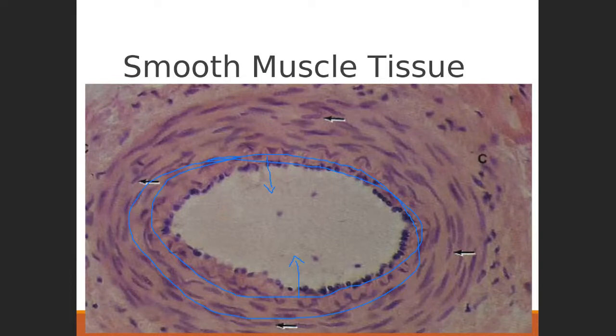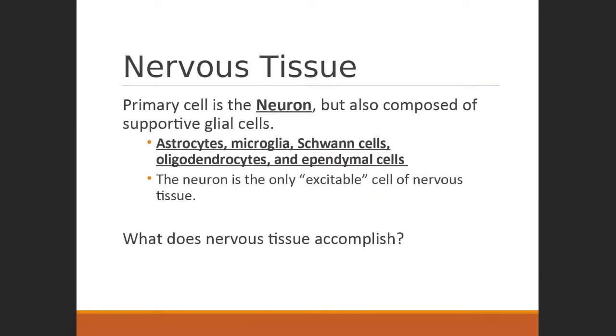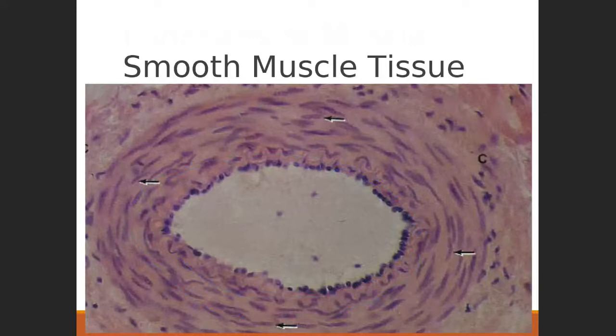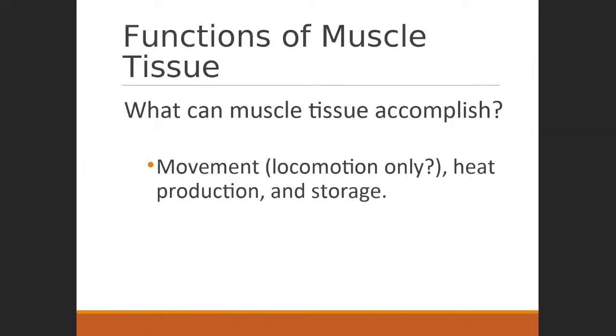This will be the type that we talk about structurally the least. As far as functions, that's going to depend greatly on where we find the tissue. The functions of cardiac muscle tissue versus smooth versus skeletal are going to vary dramatically, and it's going to be very specific for the system in which it's found.